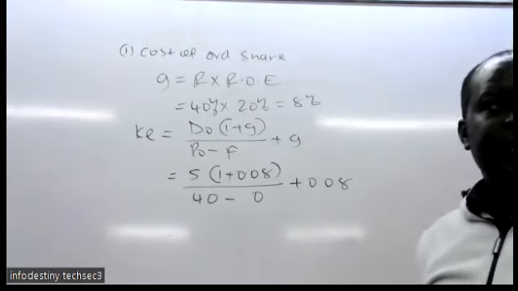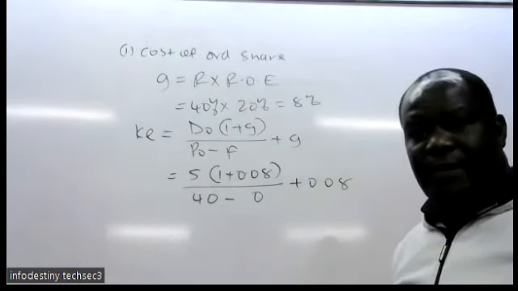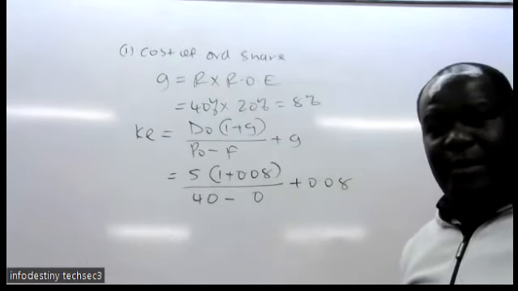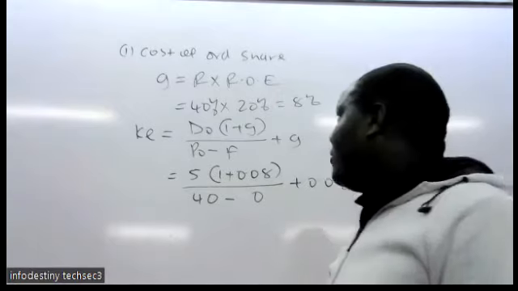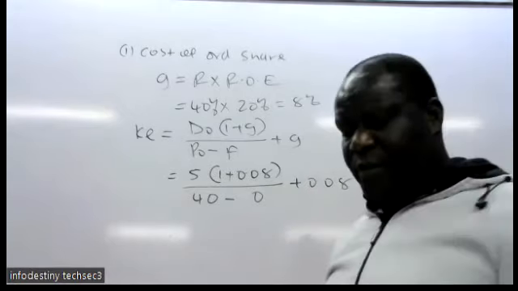So you are getting which percent? Online, 21.5. So we go to the cost of the debenture.